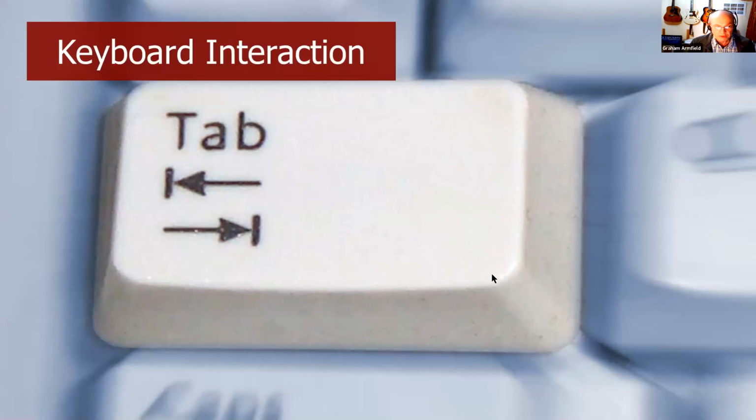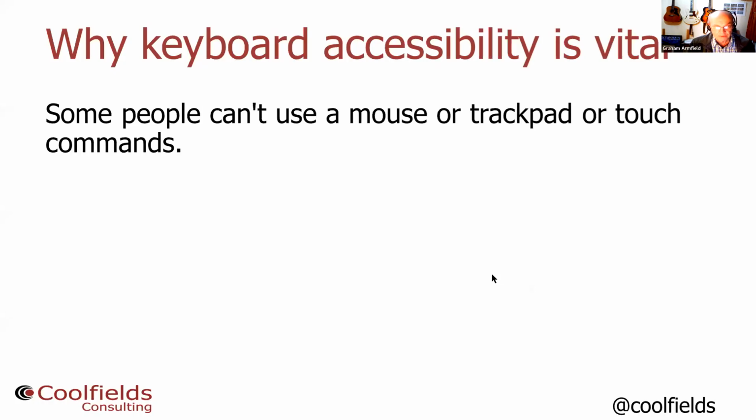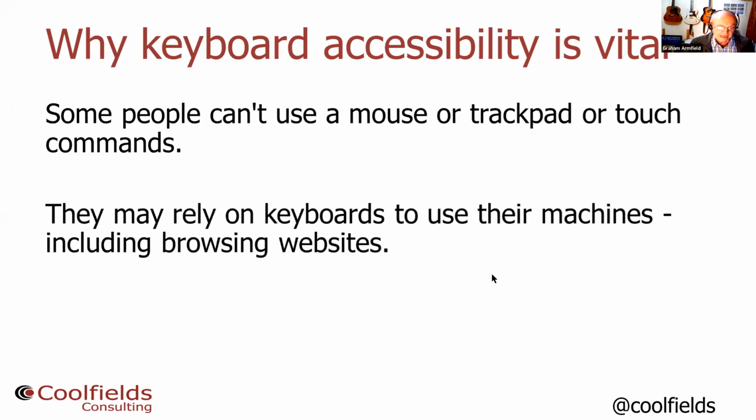Firstly, we're going to talk about keyboard interaction. And before we get onto the actual questions itself, why keyboard accessibility is important. Well, some people can't use a mouse, trackpad, or touch commands because they perhaps have a motor impairment that affects their hands or their arms, okay? So they're going to potentially be relying on keyboards to use their machines.